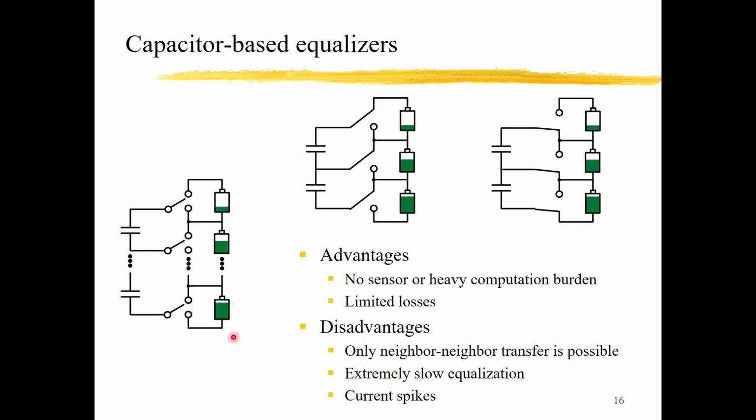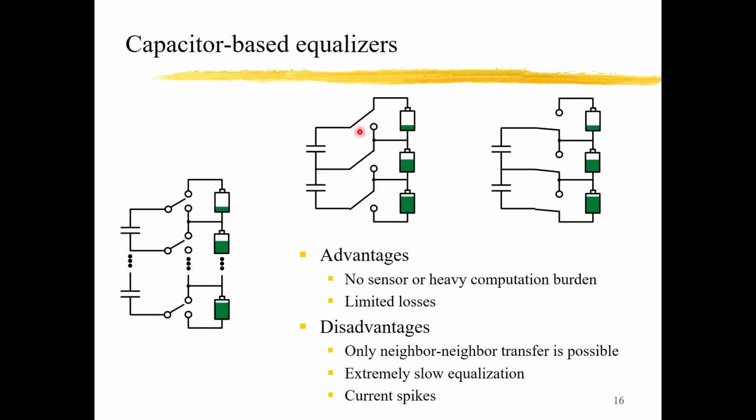The circuit is like this. If there are n battery cells, then the number of capacitors will be n minus 1. The number of capacitors is one less than the number of batteries. And the switches here can be attached to the upper terminal or the lower terminal, and the operation of the switches is unified.